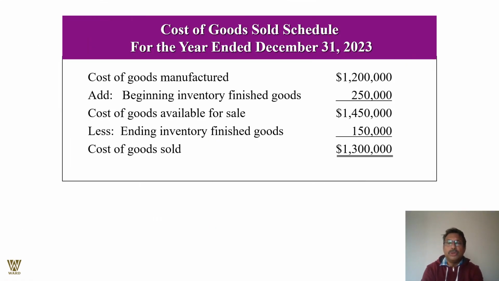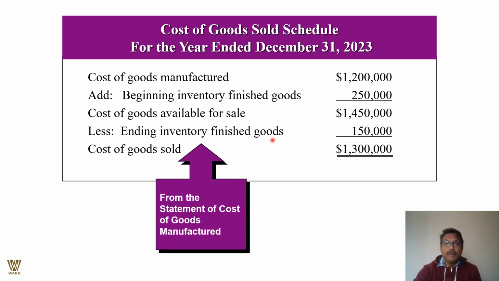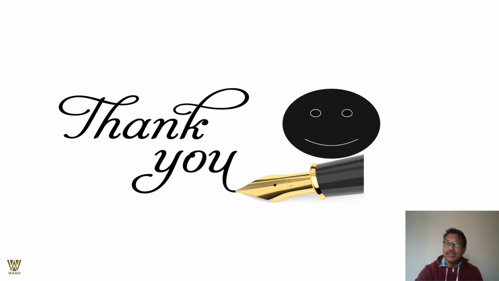So the cost of goods sold for the year ended December: the cost of goods manufactured is $1,200,000. Definitely, yes. Beginning inventory was $250,000. In totality, we have an inventory of $1,450,000. Ending inventory is approximately $150,000. The cost of goods remaining is $1,300,000. This is my cost of goods sold. So from the statement of cost of goods manufactured, that is what needs to be understood. Here is what I wanted to find out.